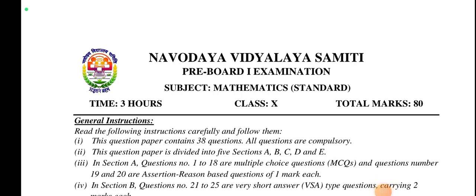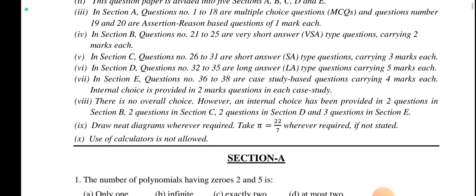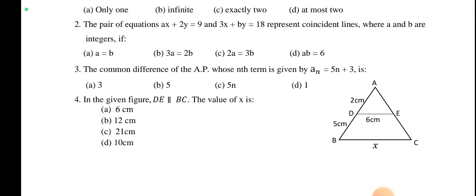Today, we are going to discuss the Class 10 Mathematics Standard question paper, Preboard 1 from Navodaya Vidyalaya, with the marking scheme. You can see questions 1 to 3, children, are MCQs. Question 1 is from polynomials, question 2 from pair of linear equations in two variables, question 3 from AP. Question 4, children, is triangles. The diagram is there on the right-hand side.